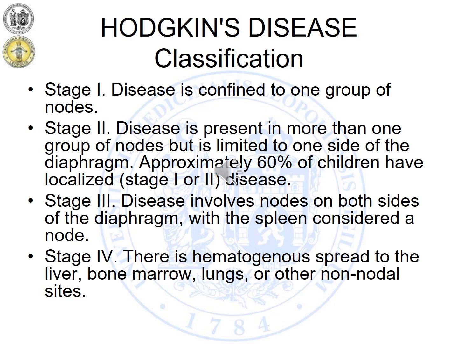The third stage involves nodes on both sides of the diaphragm, with the spleen considered to be a node. And the final stage 4, there is a hematogenous spread to the liver, bone marrow, lungs, or other non-nodal sites.